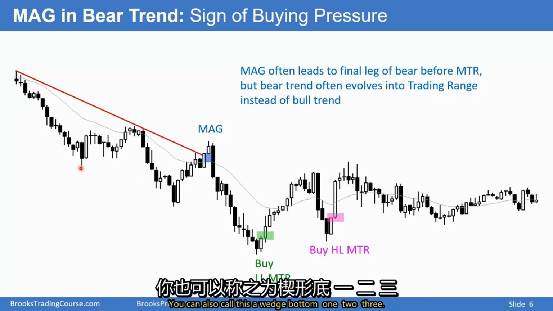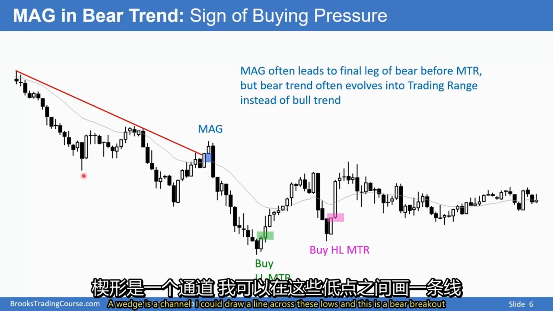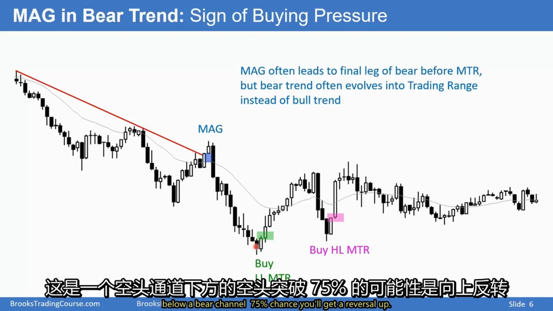You can also call this a wedge bottom, 1, 2, 3. A wedge is a channel. I could draw a line across these lows, and this is a bear breakout below a bear channel, 75% chance you'll get a reversal up.